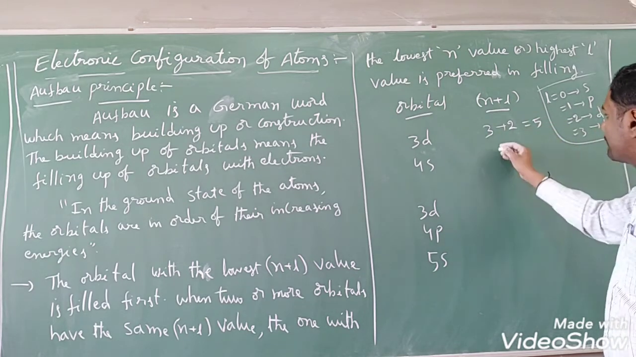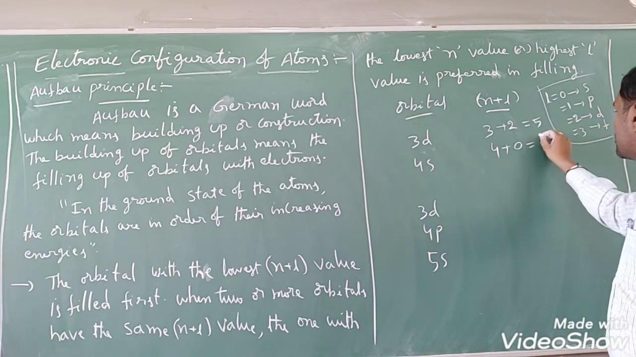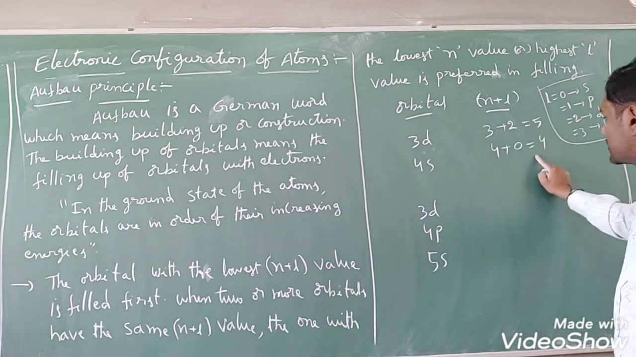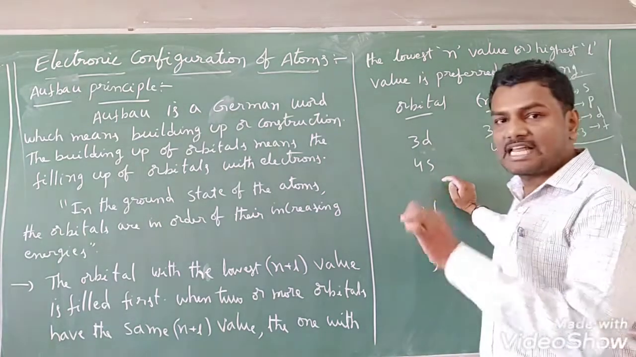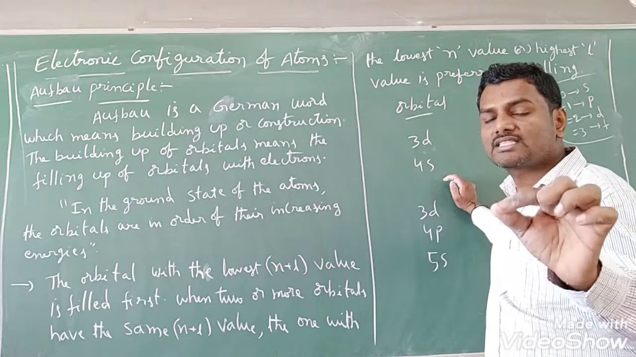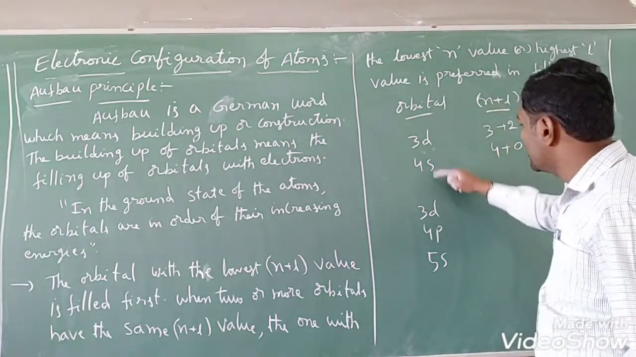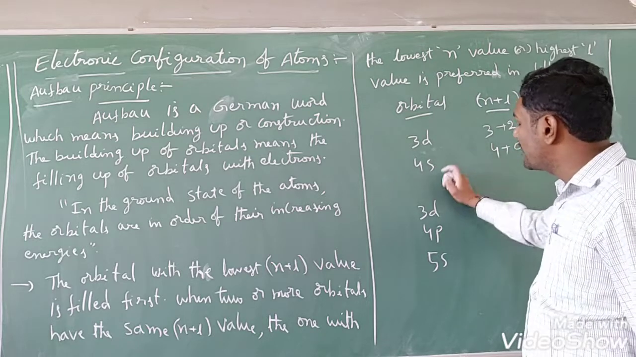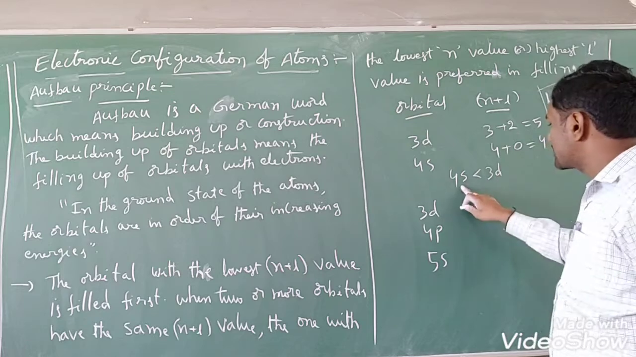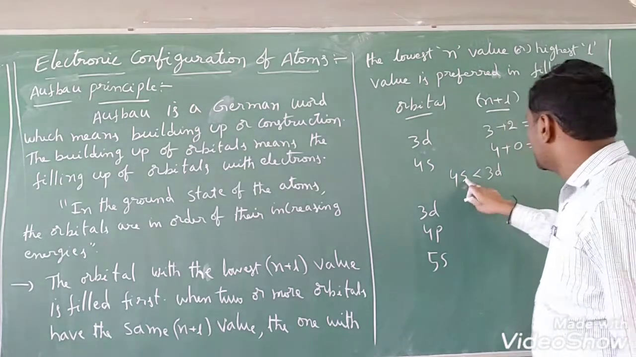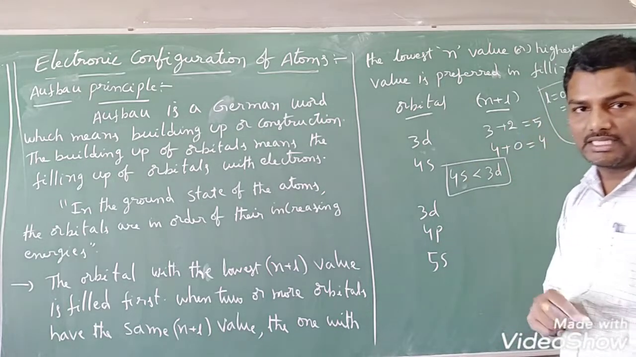You can calculate in the case of the 4s orbital: what is the n value? 4. For the s subshell, what is the l value? 0. 4 plus 0, 4. So among these two, 3d is higher in energy and 4s is lower in energy. The first electrons will enter the lowest energy orbital, then only will the electrons enter the next higher energy orbital, right, students? Among 4s and 3d, 4s is lower in energy. Next 3d will come. So first the electrons will enter the 4s orbital, then only the 3d orbital, students. This we have to identify clearly here.